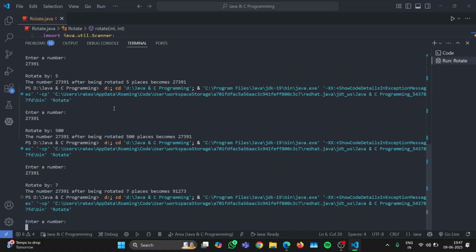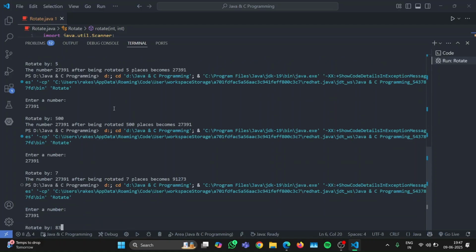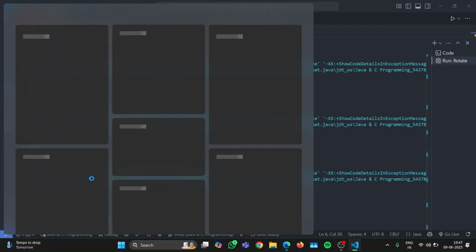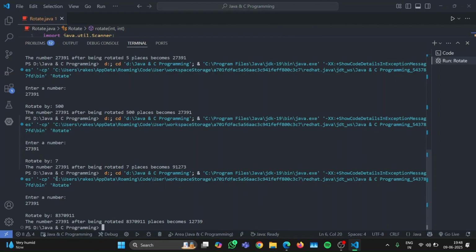So let me run again with 27391. Let me give a big number. As you can see, even for this big number, our program gets compiled and we get the output in a fraction of a second. So I think the logic is clear to all of you.